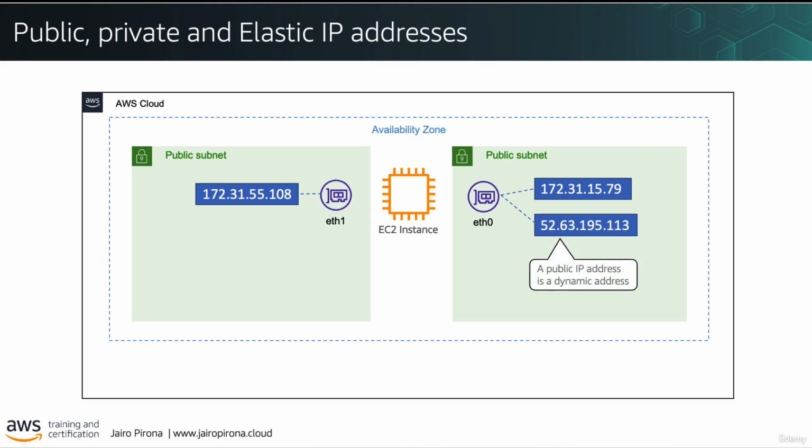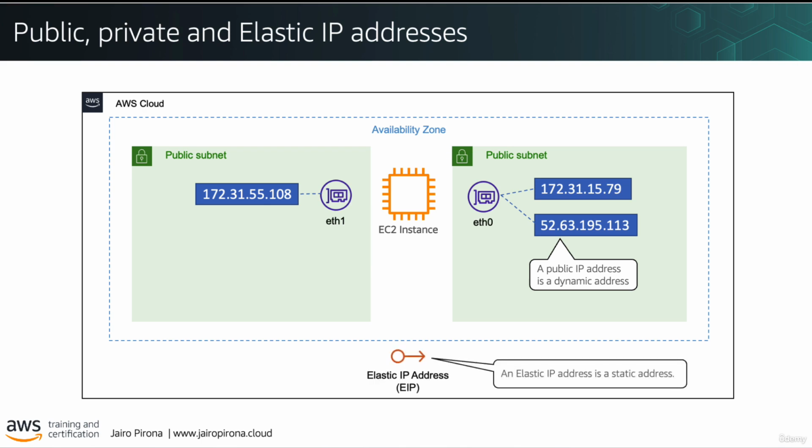So, a public IP address is a dynamic address. What that means is that it could change. So, when you stop your instance and start it again, it will take a new IPv4 public address. The private address stays the same, but the public address will change. That means you need to make sure you don't use that IP address in the application code because it could change at any time.